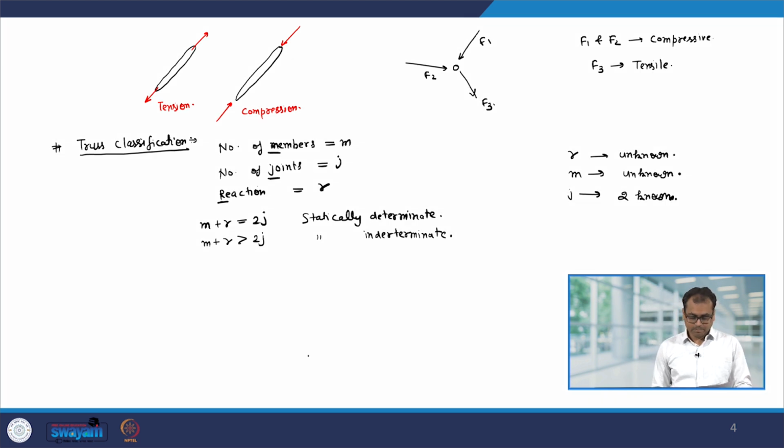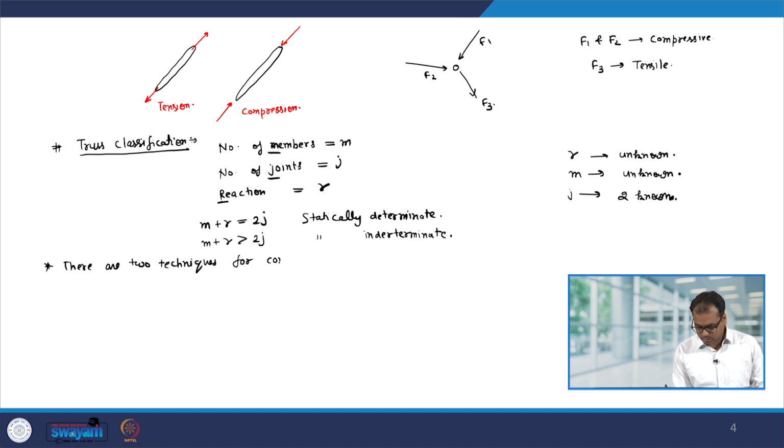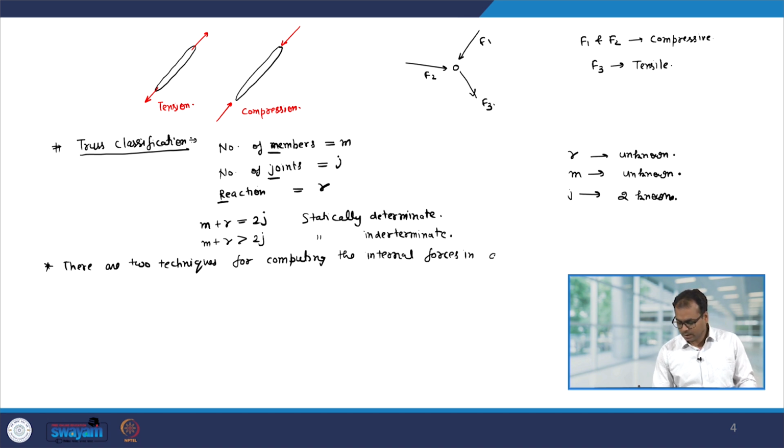Now, let us see how we analyze or compute all the forces. There are two methods. Just to tell you, there are two techniques for computing the internal forces in a truss. The first one is, let us say, the method of joints.